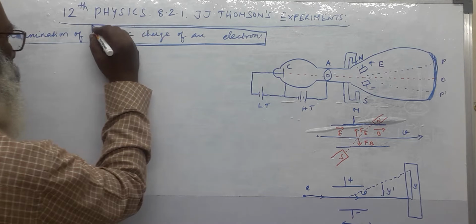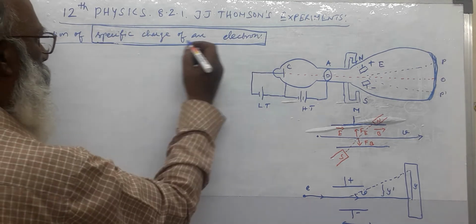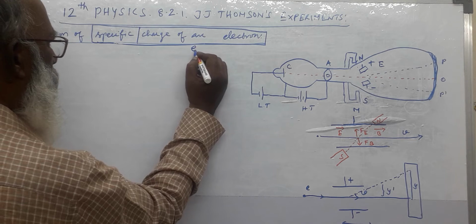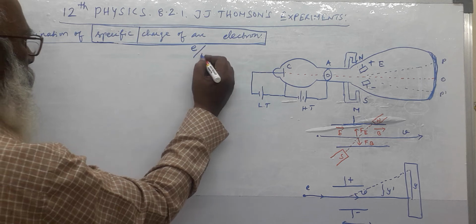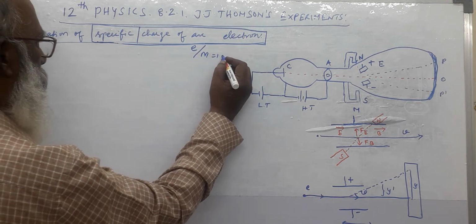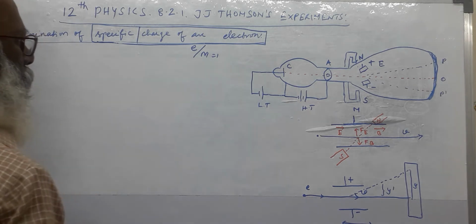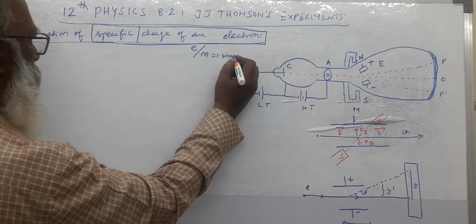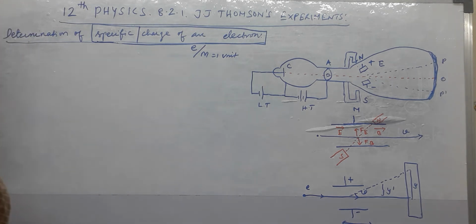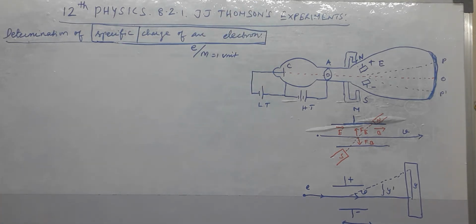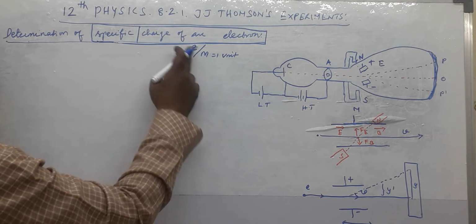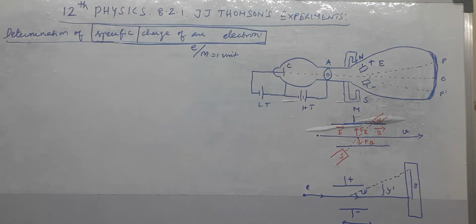What is meant by specific charge of an electron? When we say the charge of the electron is e, the specific charge of an electron is e by m, where m equals 1 unit mass. This e by m value was determined by JJ Thomson. If the mass equals 1, then this charge of the electron is called the specific charge of an electron.